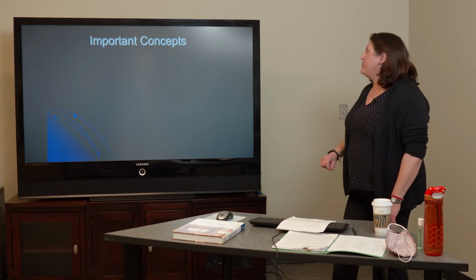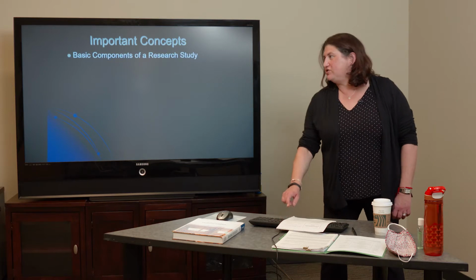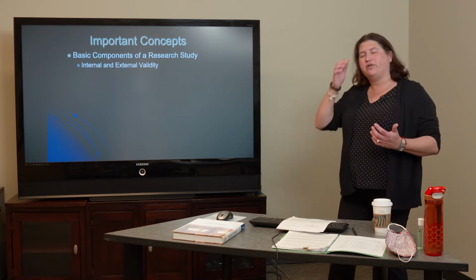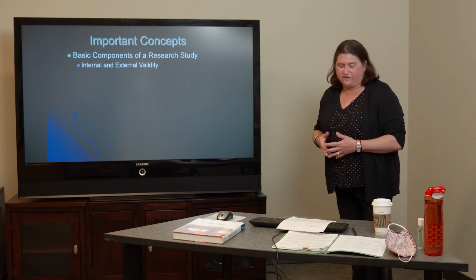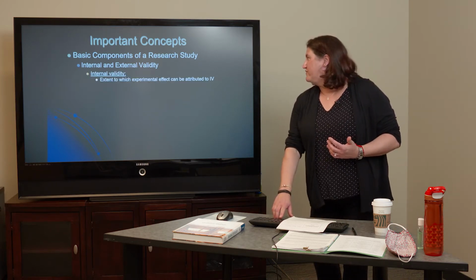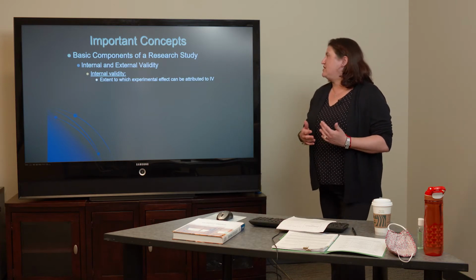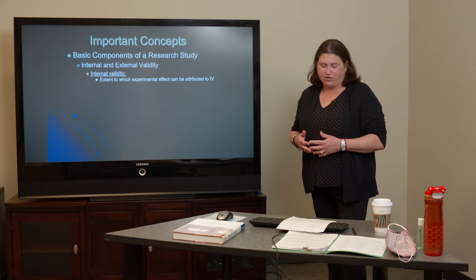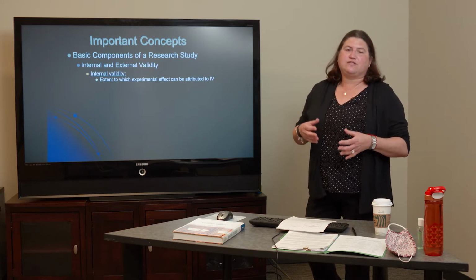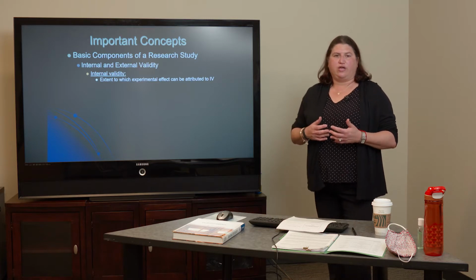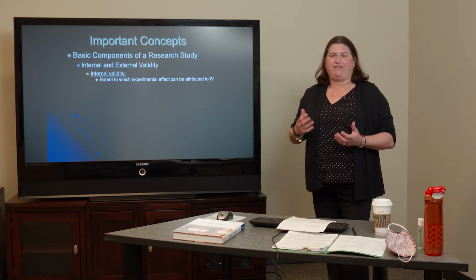Okay, moving right along, next important concepts are two that you have heard about many, many times, but of course we're going to go there again: internal and external validity. So again, when we're talking internal validity, it's the extent to which the experimental effect can be attributed to the independent variable. The independent variable, of course, is the variable that we are manipulating. It's what we're controlling, and it's what we want to see having an impact.